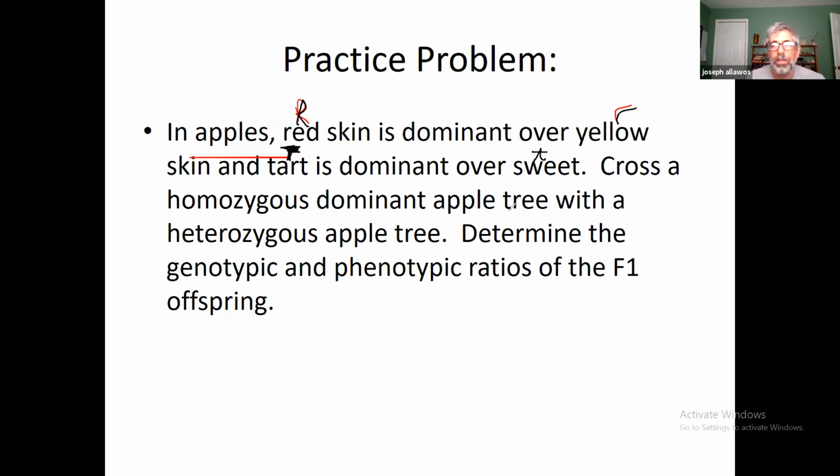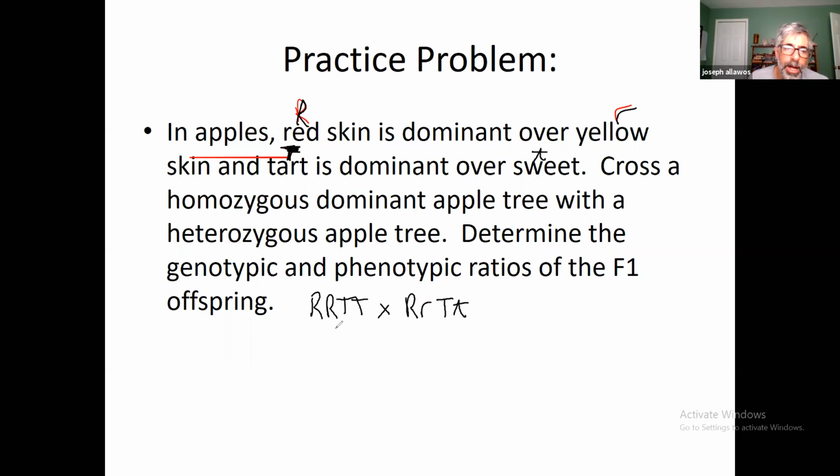Okay. Now it says, cross a homozygous dominant apple tree with a heterozygous apple tree. So if it's homozygous dominant for both traits, we're going to have big R, and big T, crossed with heterozygous. Hetero means one of each, so a big R and a little r, and a big T and a little t. So we're crossing these two parents together.